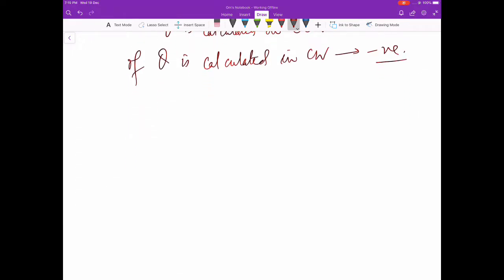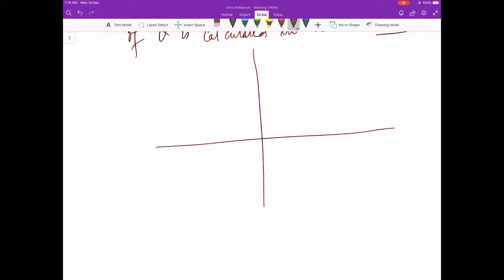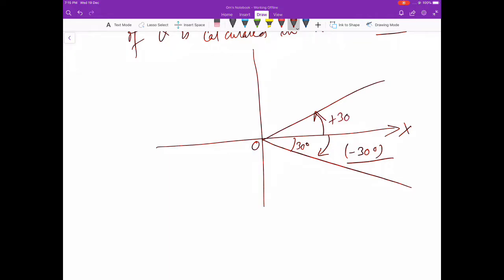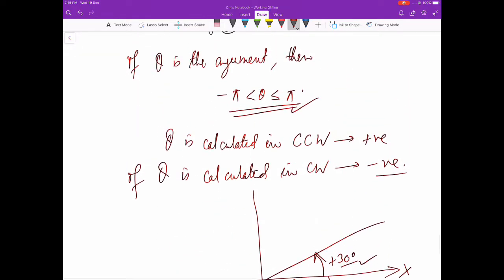So what I mean to say is, if from this line segment OX I measure any angle in the clockwise direction, suppose this is 30 degrees, then I will say that this is minus 30 degrees. In the anti-clockwise direction, if I measure, I will say this is plus 30 degrees. Now we have to keep in mind the convention and the range in which the argument angle theta will lie.